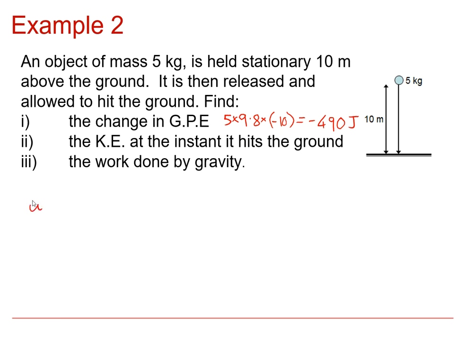Part 2, the kinetic energy at the instant it hits the ground. Okay, so it's released from rest, so at that point its kinetic energy is 0. As it loses that gravitational potential energy, that is being converted into kinetic energy. So the amount of kinetic energy it gains is equal to the gravitational potential energy that it lost. So that is just positive 490 joules.